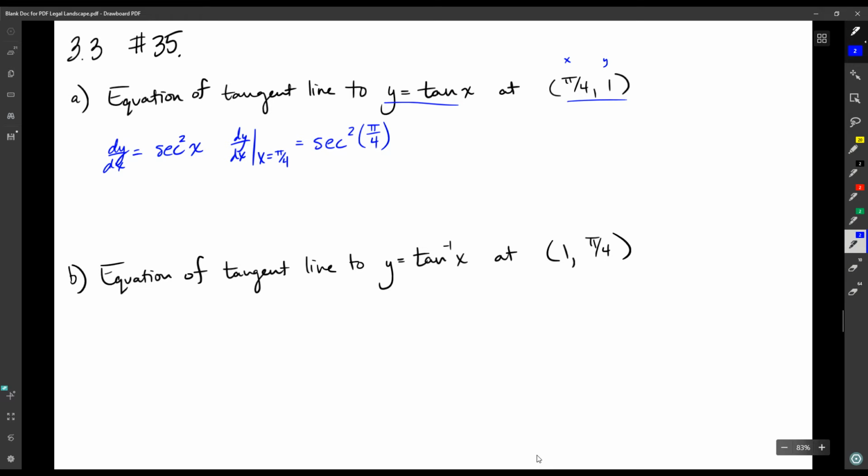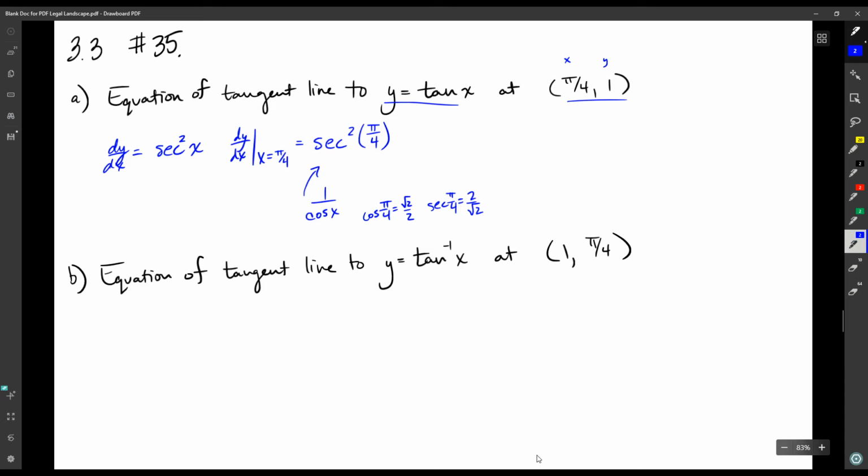So the secant function, we recall, is the reciprocal of the cosine function. So we can think of it this way, 1 over the cosine of x. So I recall that the cosine function has a value of the square root of 2 over 2 at pi over 4. So if the cosine of pi over 4 is root 2 over 2, then the secant of pi over 4 is 2 over root 2.